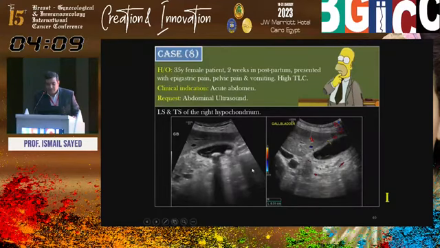Difficult case. It's abdominal, not gynecological. Middle age patient, 2 or 3 weeks postpartum, has epigastric pain and concurrent pelvic pain, vomiting, high TLC. I'm looking for postpartum infection or inflammation. Okay, as a radiologist I started with the right hypochondrium. What's here?